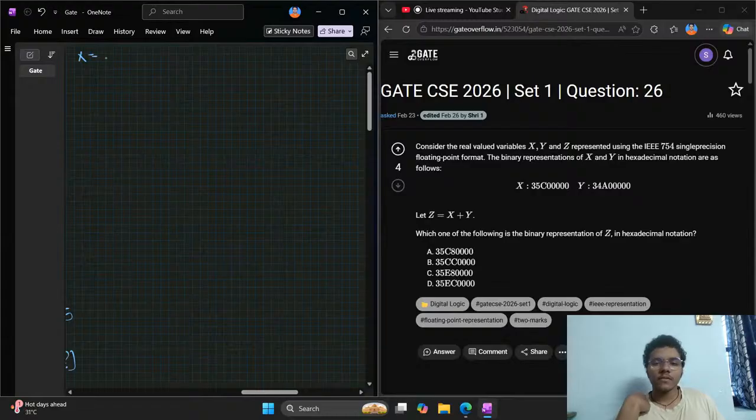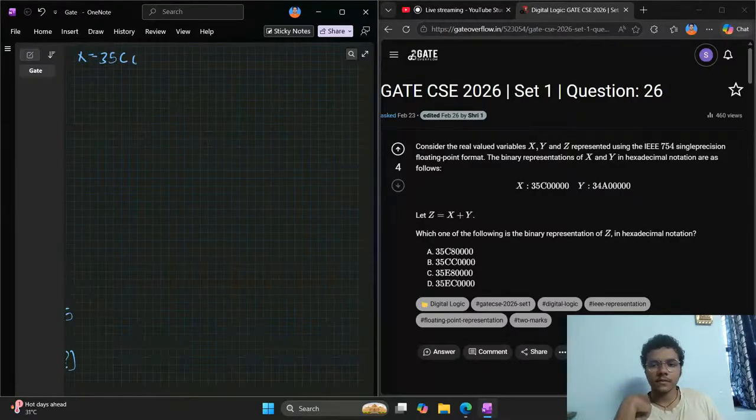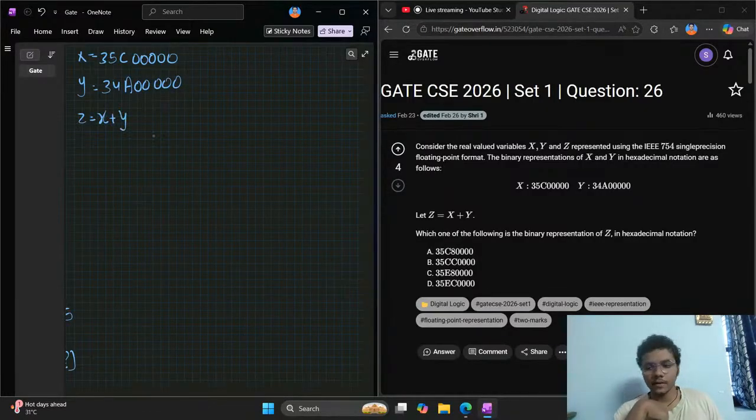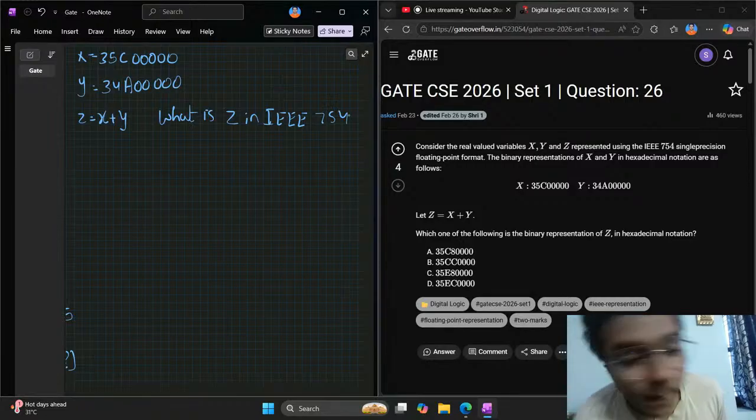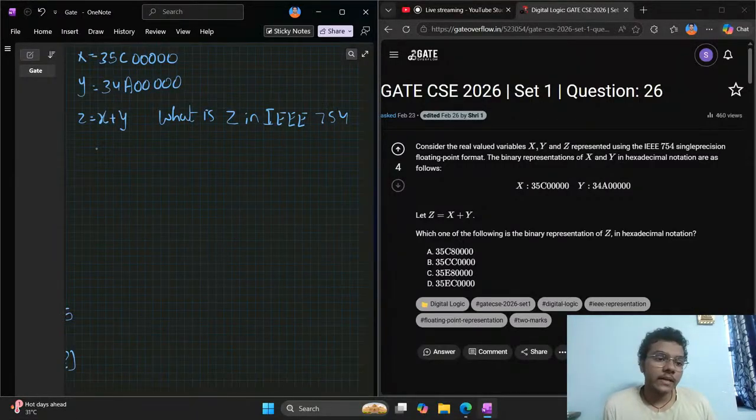So x is given to us in the IEEE 754 notation, that is 35600000. Y is given to us as 34A00000. Z is equal to x plus y. And what is Z in IEEE 754? To be honest, there is nothing much to think about here. It is just a manual thing to do, right?